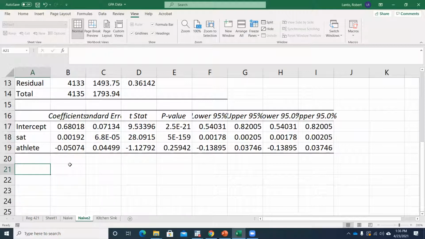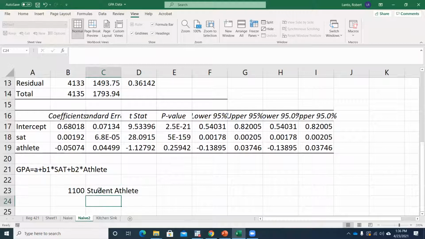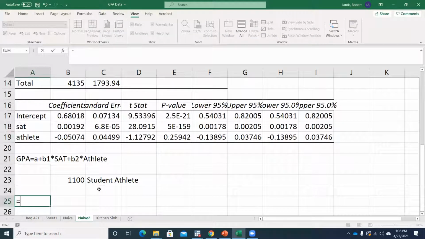So let's say I'm trying to predict GPAs, and I've got the intercept plus the coefficient times SAT plus the coefficient on athlete times whether or not they're an athlete. It'd be really simple to say, okay, well, if I've got someone that has an 1100 and they are a student athlete, what's their predicted GPA? Well, it would just be the intercept plus the coefficient on SAT times their SAT score plus the coefficient on student athlete times, well, if they're a student athlete, that's a 1, right? So we'll hit enter.